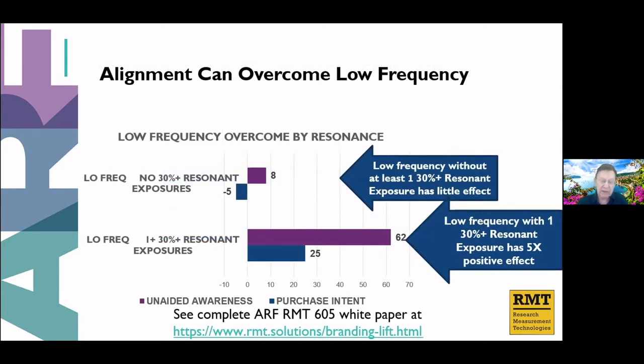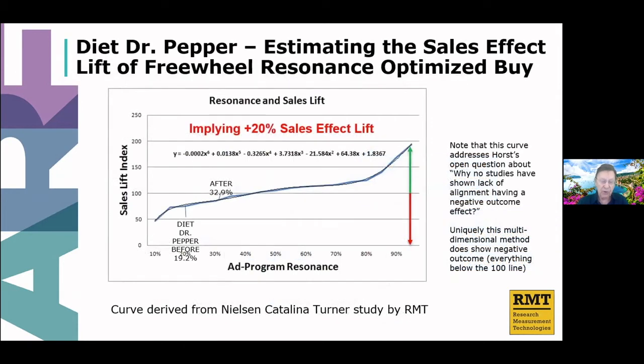This is a breakout of that same 605 study, which finds that even one ad exposure can have high effect if it's placed in a psychologically resonant context. This curve, derived from the Nielsen NCS study, shows that there is a negative effect to low resonance. Note the left-hand side of the graph where the non-resonant placements yielded low sales effects. This answers one of Horst's questions left unanswered by earlier studies.